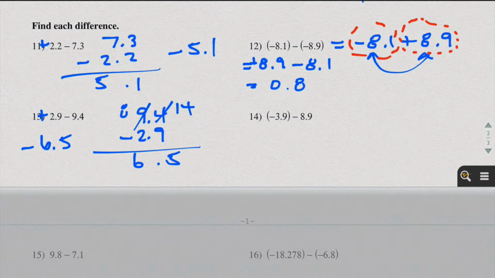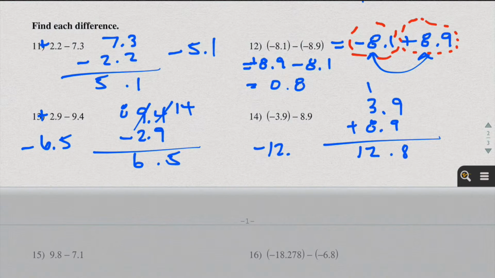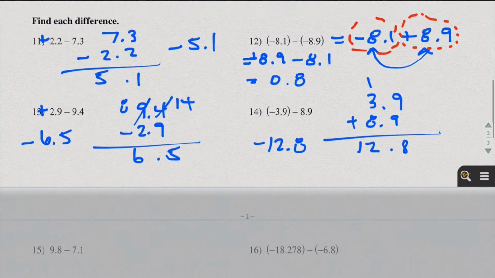Okay, number 14. Negative 3.9 minus 8.9. Because the signs are the same, we are going to add them and then put that sign with whatever number we get. So we get 3.9 plus 8.9. When we add those up, we get an 18 here. Bring down the decimal. 1 plus 3 plus 8 is 12. So we get 12.8. Because they're both negatives, negative 3.9 and minus 8.9, our answer is going to be negative 12.8.